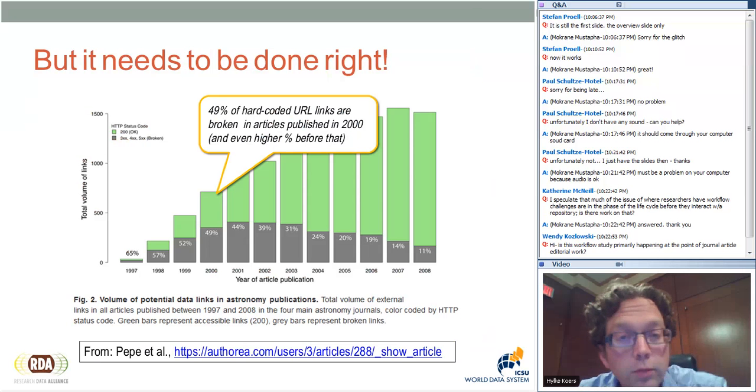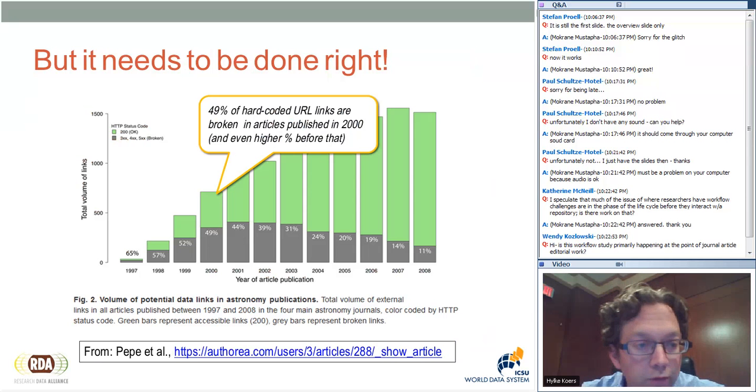So yes, this is a good thing to do, but we should also be mindful that it's important to do it right, and it's sometimes not easy to do it right, so there are real challenges with setting up that infrastructure. To illustrate that, I took a figure from a publication by Pepe et al., where they did a survey of articles that have been published, looking for data that is linked through hard-coded URL links. Then they looked back in time to see what percentage of these links was still active and still operational, so still valid links.